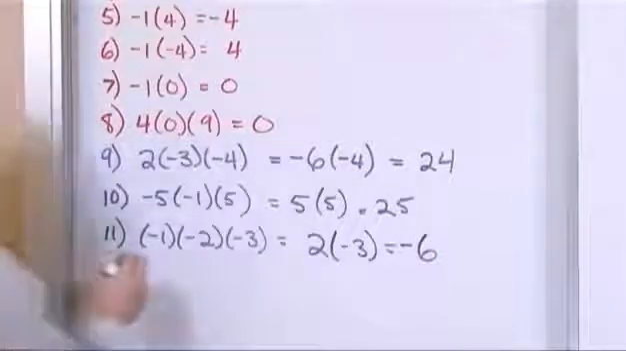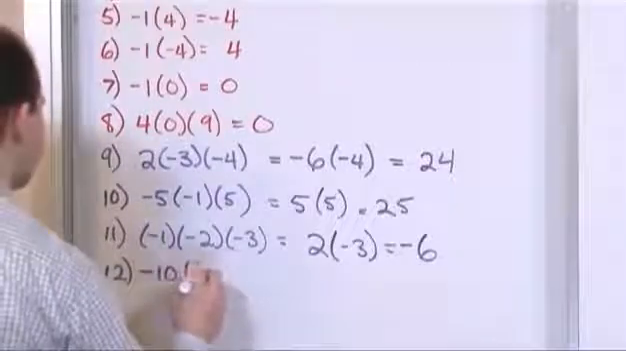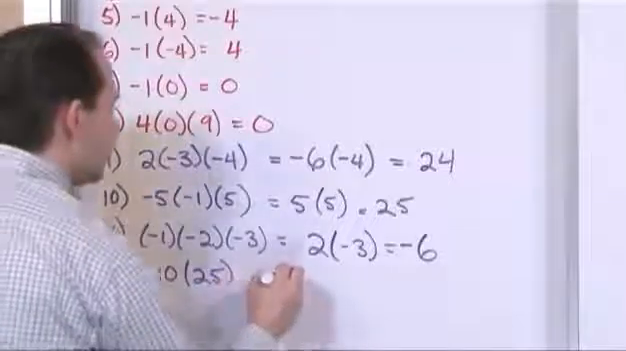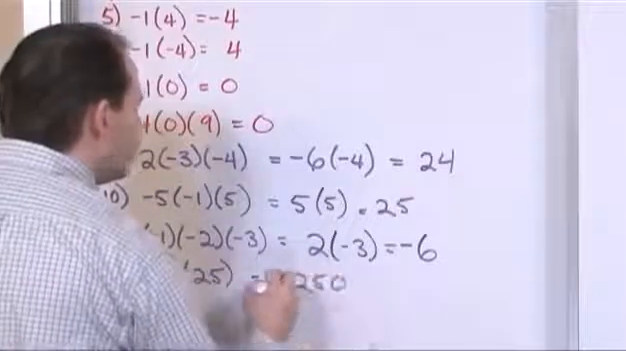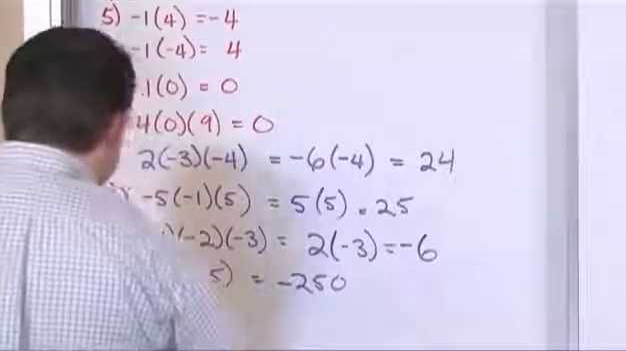Okay, number 12. Let's say we had negative 10 multiplied by 25. 10 times 25 is 250. And the sign has to be negative because both of those signs are different. Okay, switch colors back just to make it clear.